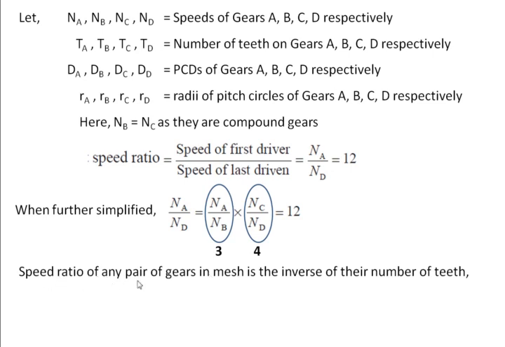The speed ratio of any pair of gears in mesh is the inverse of their number of teeth. Hence we can invert these terms in this way. TB upon TA should be equal to 3, or we can say TB equal to 3 times TA. Similarly, for this pair, TD divided by TC should be equal to 4, or TD equal to 4 times TC.